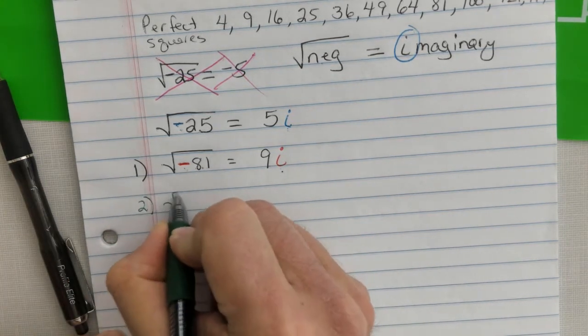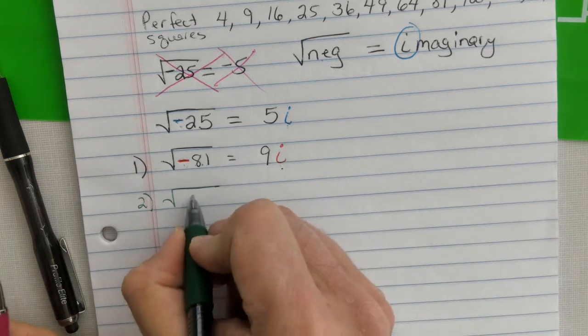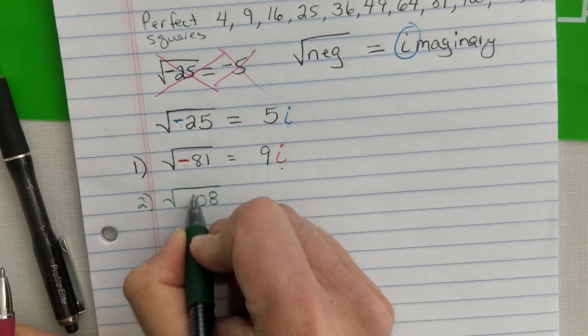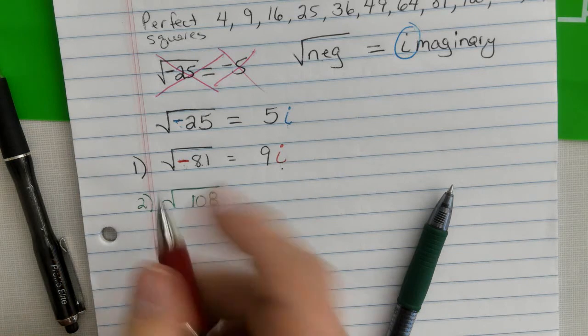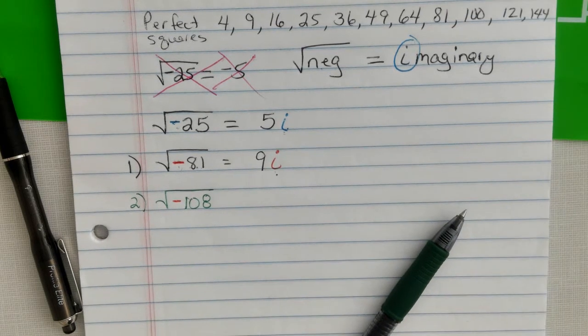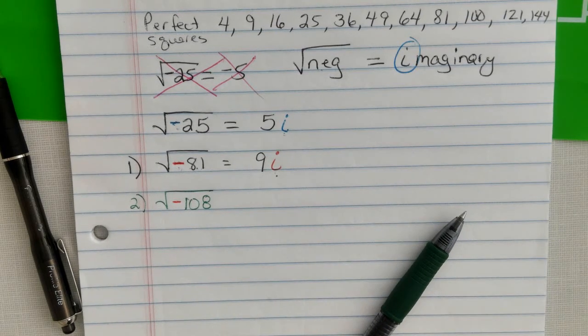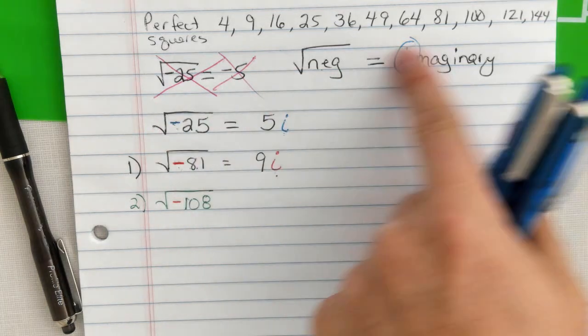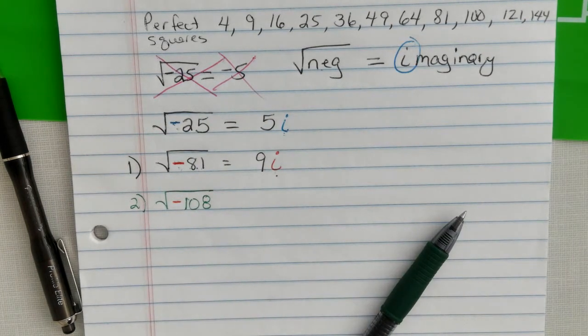The square root of negative 108. Well, when you look at your perfect squares, 108 is pretty big, but it's not one of the perfect squares, is it? Okay? So the question is, can we simplify? Is there a perfect square that divides evenly into this?